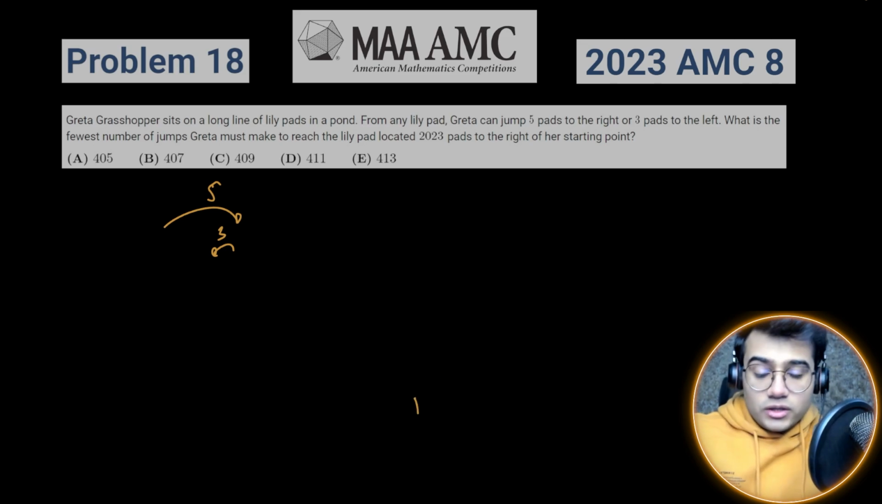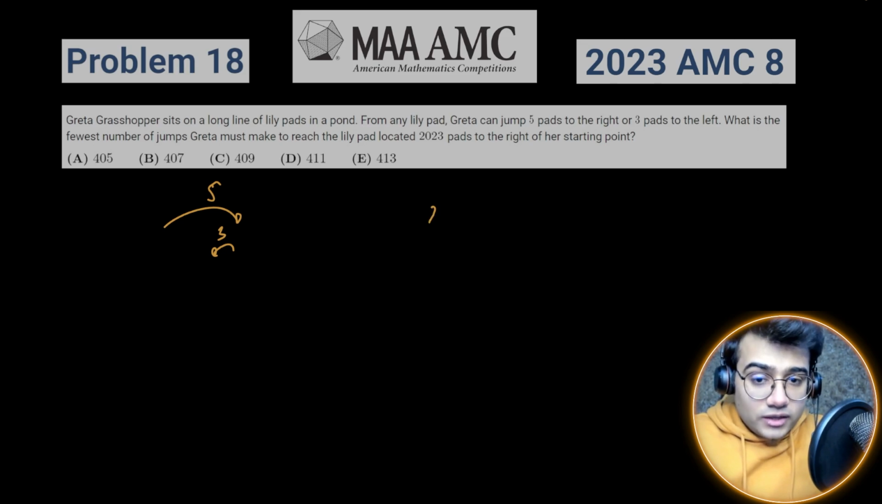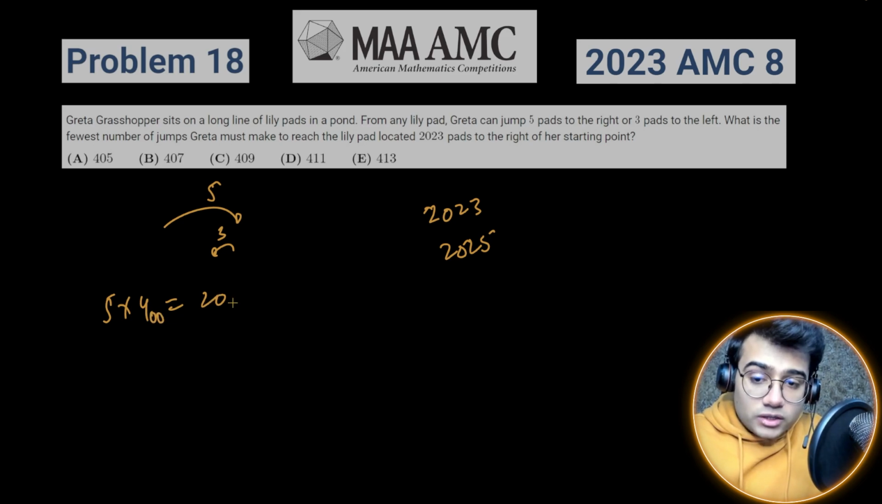So first of all, again, we should add as many 5s as possible to get as close as possible to 2023. So we can do that by getting to 2025. And how many steps would that take? Well, 5 times 4 is 20, so 5 times 400 is 2,000. We need to go 5 more. So we will go 5 more steps of 5 to the right, and that will give us 2025.